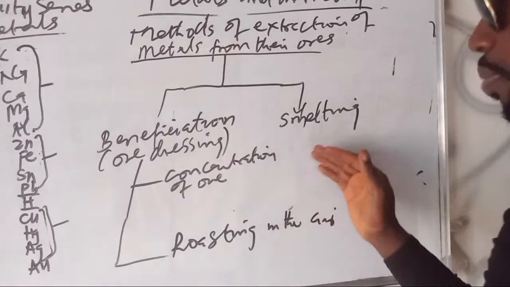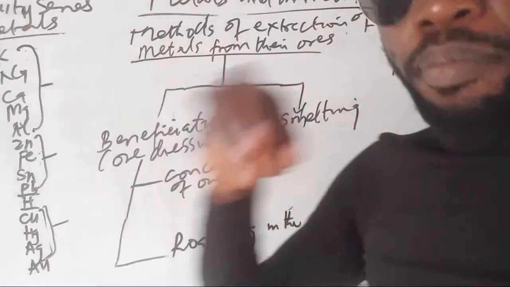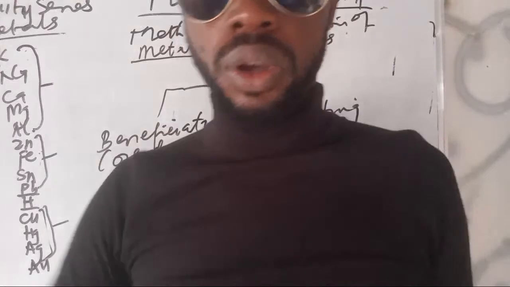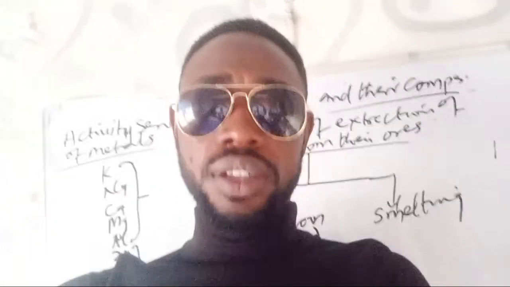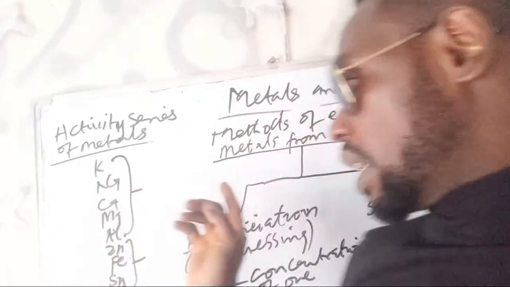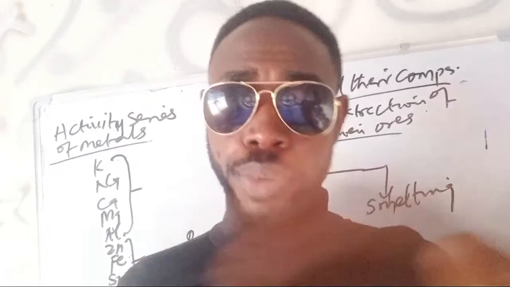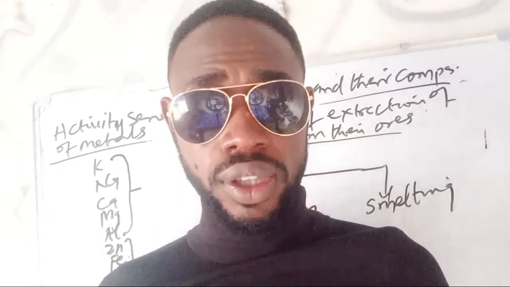Then smelting involves the main extractive processes. And under smelting, I'm going to discuss the methods used to extract metals. Remember, under extraction, I divided extractive processes into two: the beneficiation and then the smelting itself. Now I've discussed the beneficiation.